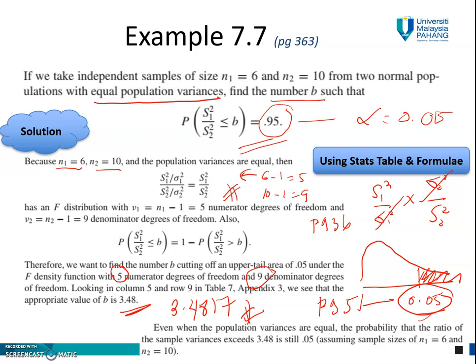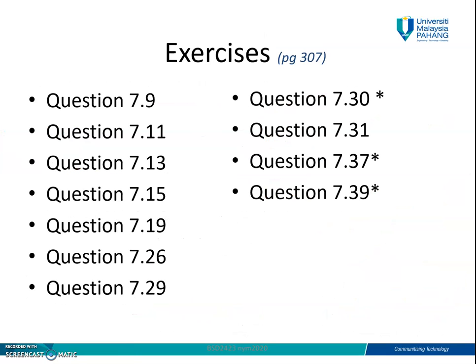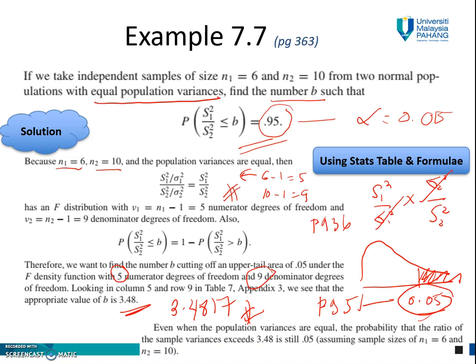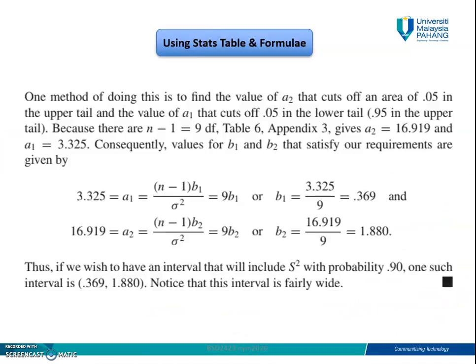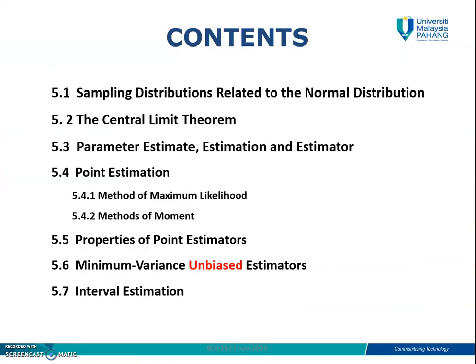Now this is an exercise. You can try it on your own, page 307. Try to do it, it's very important. Check whether you understand this chapter or not. This is not the end of the chapter yet; this is just one subtopic, which is sampling distribution. If you look at the content here, it's about sampling distribution related to the normal distribution. In these 5, 6 videos, we only discuss 5.1.